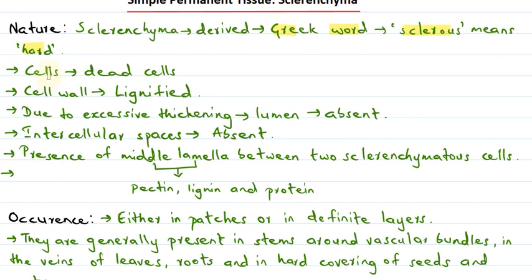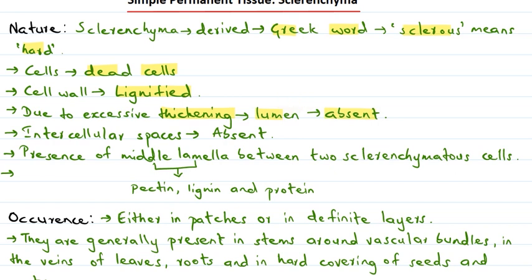These cells, that is sclerenchyma cells, are actually dead cells and their cell wall is lignified, that is, the cell wall is thickened with the deposition of lignin, and this lignin is a chemical substance which acts as cement and hardens the cells. So we call these cell walls lignified, and due to excessive thickening of the cells due to the deposition of lignin, the lumen is absent in sclerenchymatous tissue.